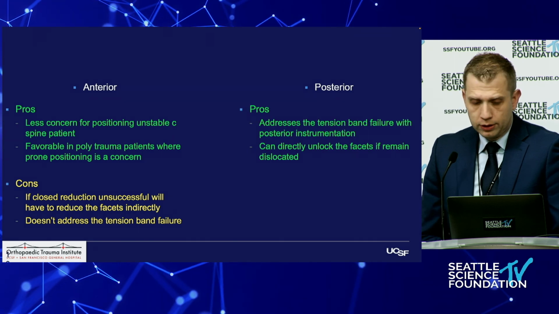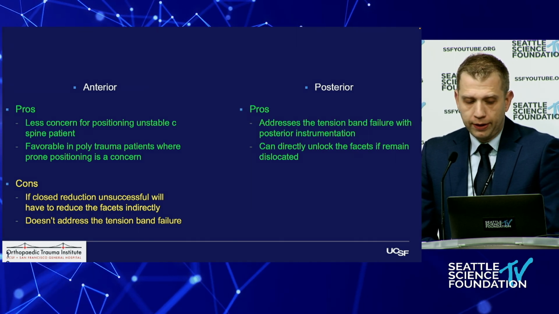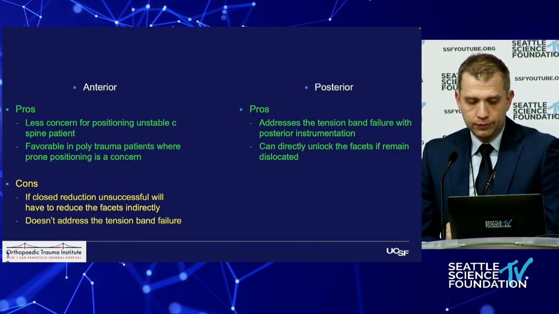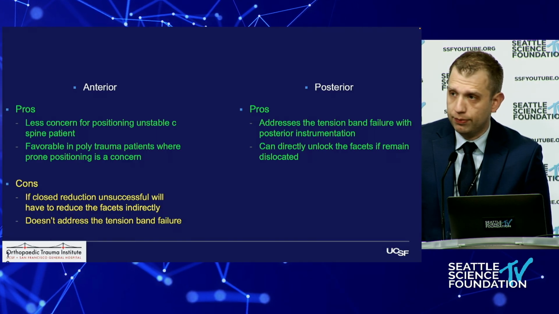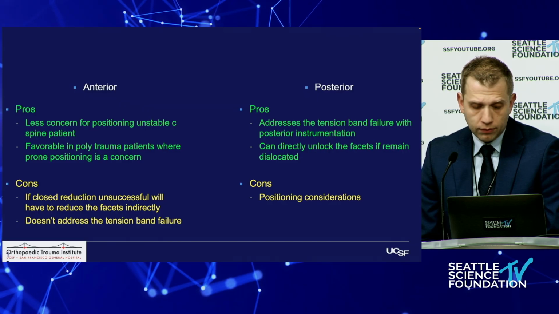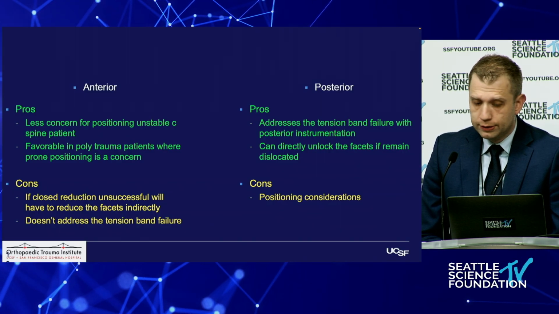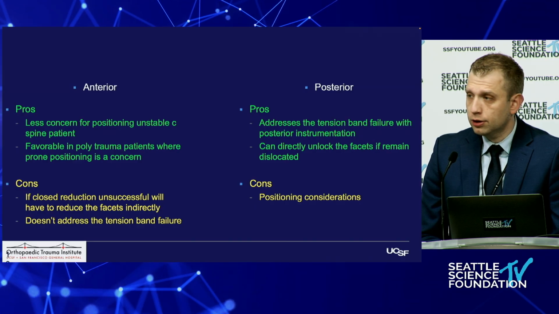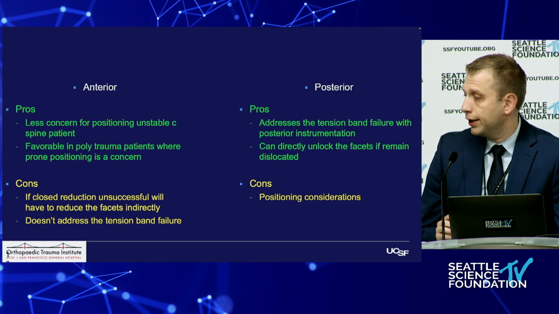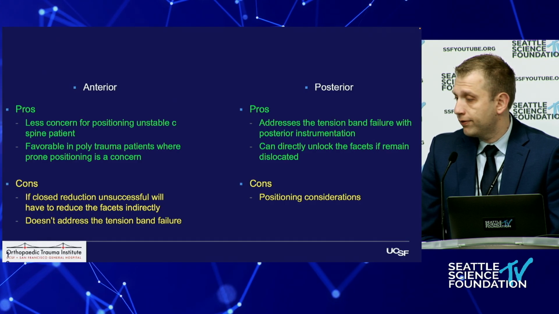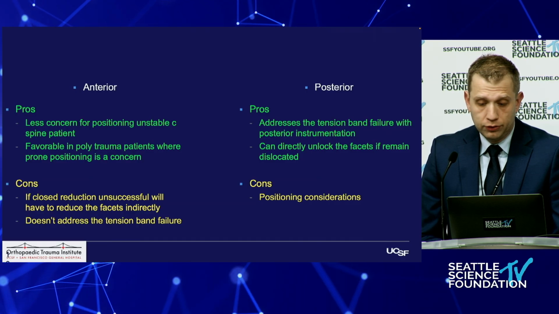The pros of going posterior: you address the tension band failure with posterior instrumentation. You can directly unlock the facets if the patient's still dislocated. The cons include positioning considerations. In addition, if you have a bit of an incompetent facet, you may need to do additional levels of fusion.